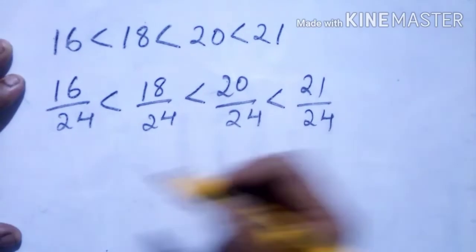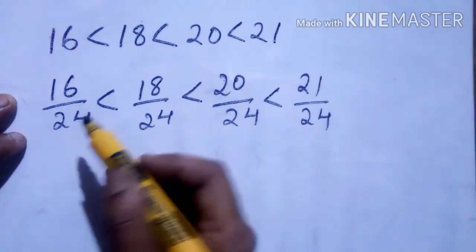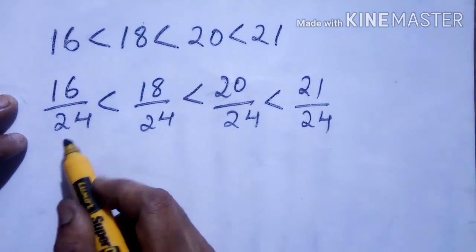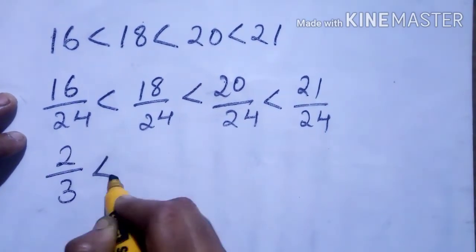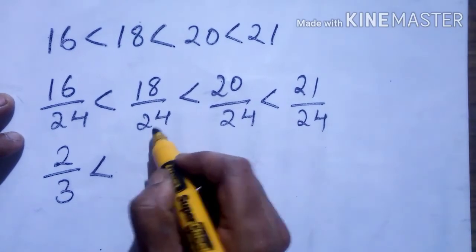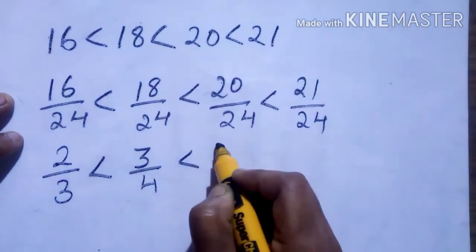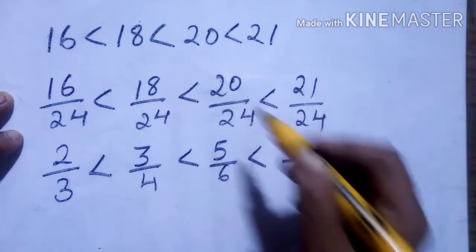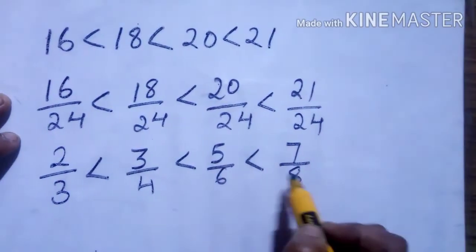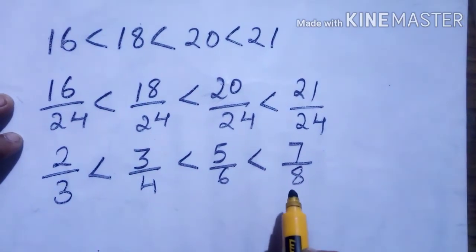Now what are their fractions? 16 by 24 means 2 by 3 is the fraction. 2 by 3 is less than 18 by 24, which is 3 by 4. So 3 by 4 is less than 5 by 6, is less than 7 by 8. According to their fractions you have to write them in ascending order.